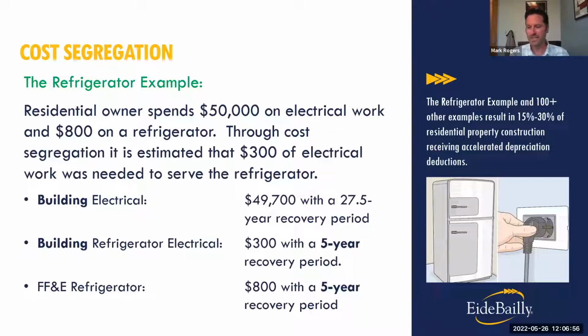So it's that refrigerator example plus 100 other tricks of cost segregation that essentially result in about 15 to 30% of residential property construction getting an accelerated deduction. That's cost segregation in a nutshell.